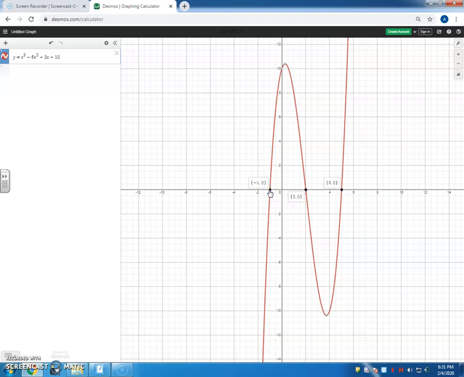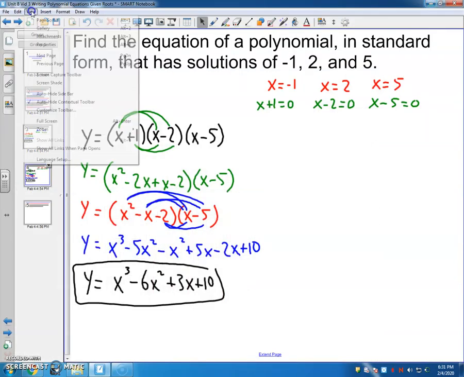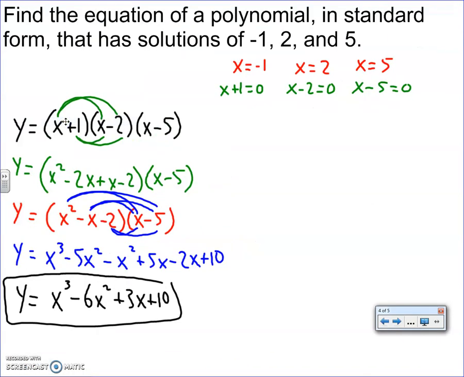And you see it's cubic. There's one relative max, one relative min. It looks like a sideways S. Alright, so there's that. The last one, a little trickier one, is this.